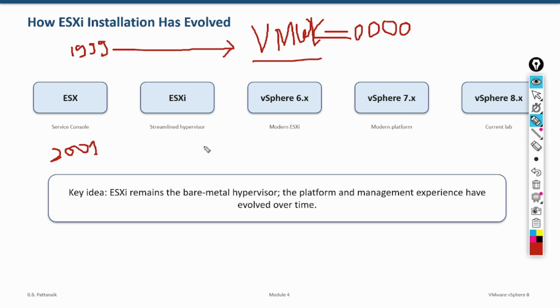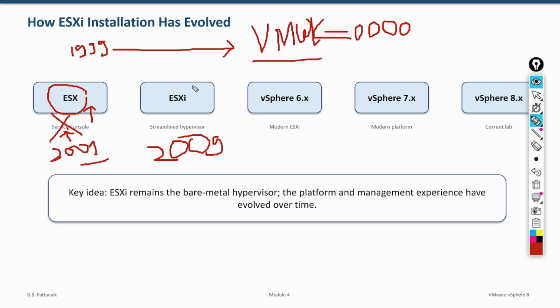VMware introduced ESX. At that time, I told you before, there was a service console integrated in ESX. Later VMware removed this service console and redesigned its architecture. So in 2009, VMware launched a new platform that is called VMware vSphere.